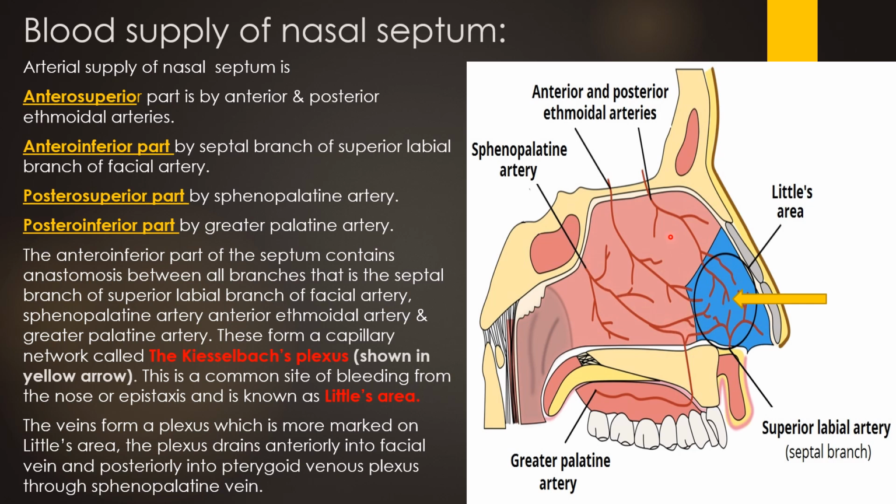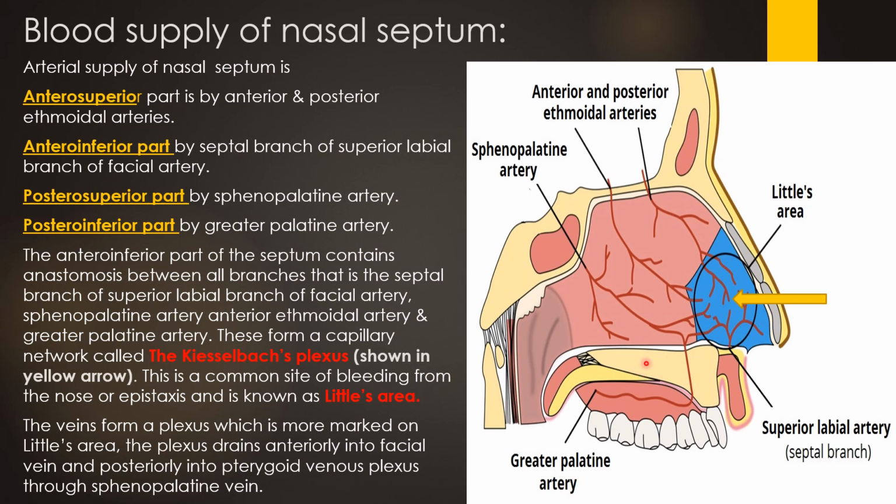So the anterior superior part, as you can see, is supplied by the anterior and posterior ethmoidal arteries, which are branches of the ophthalmic artery. Then the anterior inferior part is supplied by the septal branch of the superior labial branch of the facial artery, which is a branch of the external carotid artery. Then the posterior superior part is supplied by the sphenopalatine artery, which is a branch of the maxillary artery. And the posterior inferior part is supplied by the greater palatine artery.